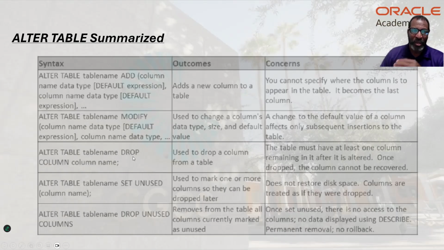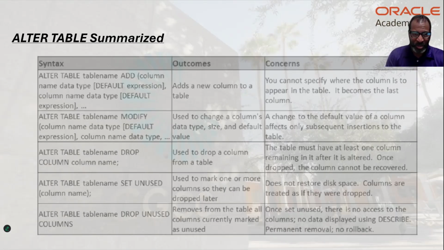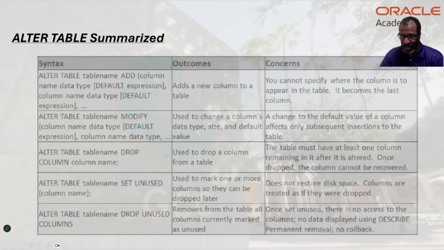All right, here's a summary, and you can review this. All the particular attributes or properties of altering a table: add a column, modify a column, drop a column, set unused, drop unused. Before that we just covered.